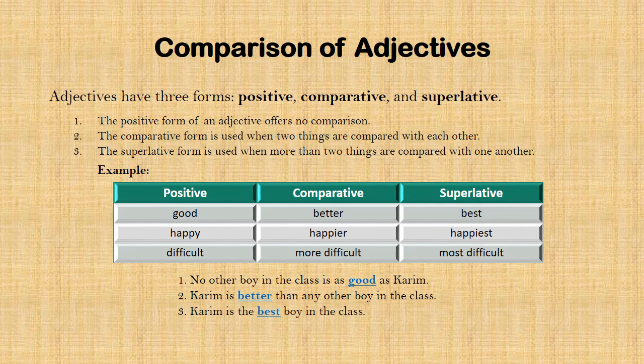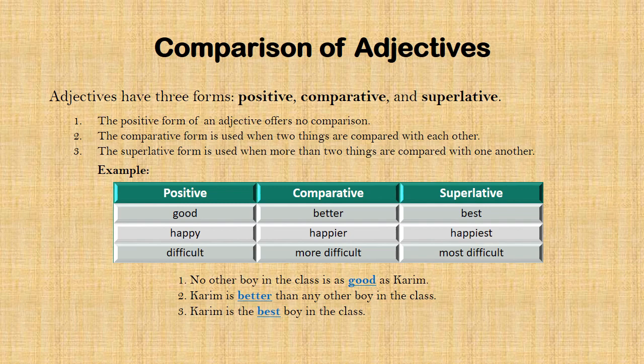In the positive form of adjective, no comparison is implied. Here, positive forms of adjectives are used. In the comparative form, comparison is made between two things. Here, comparative forms of adjectives are used to make comparison. And in the superlative form, more than two things are compared with one another. Here, superlative forms of adjectives are used.